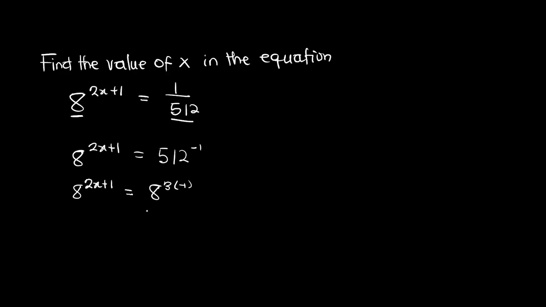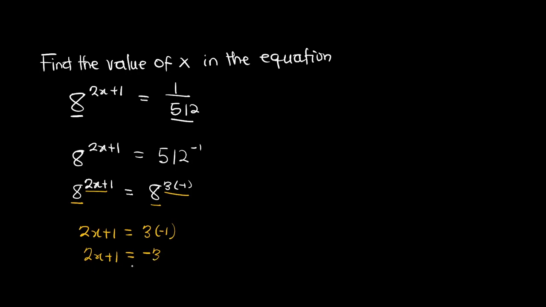From here, because the bases are the same, we equate the exponents. By base, I mean we have 8 raised to the power 2x plus 1, and we have 8 raised to the power negative 3 multiplied by 1, or basically negative 3. So we equate the exponents: 2x plus 1 is equal to 3 multiplied by negative 1, giving negative 3. From here, I can just solve my equation.